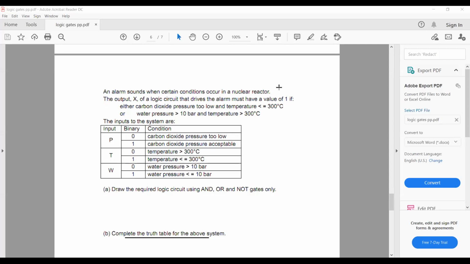The output X of the logic circuit that drives the alarm must have a value of 1. That means the alarm is working when the value is 1. Either carbon dioxide pressure too low and the temperature less than or equal to 300 centigrade, or water pressure greater than 10 bar and temperature greater than 300 centigrade. So first thing, we have to build up an expression.